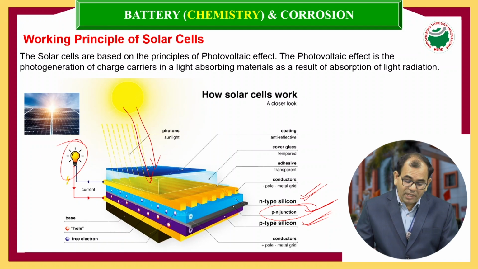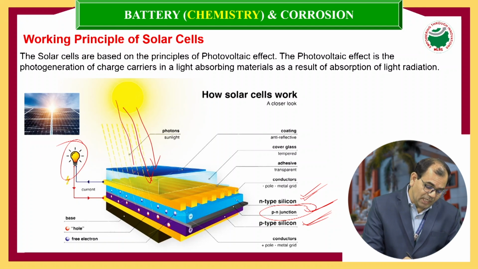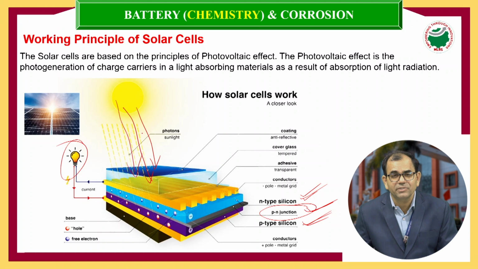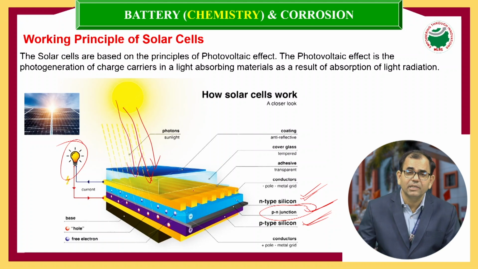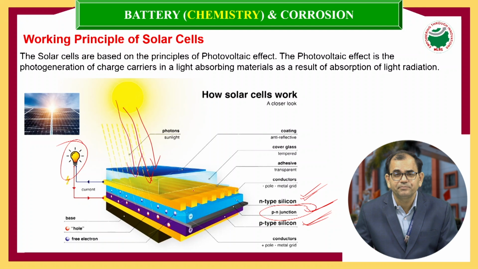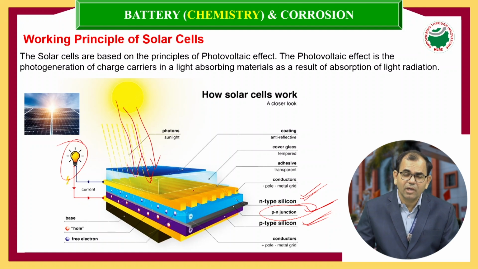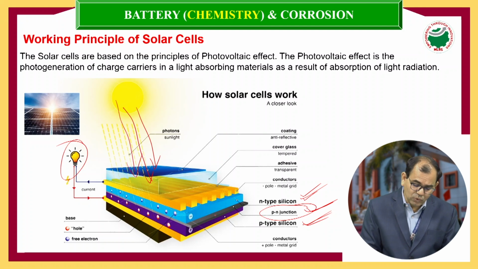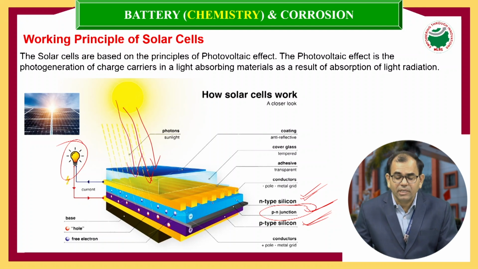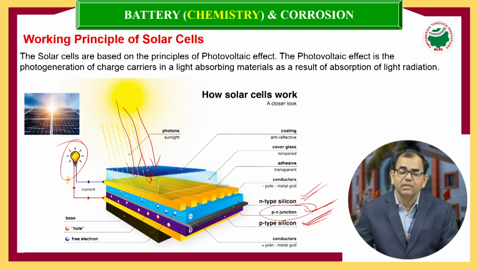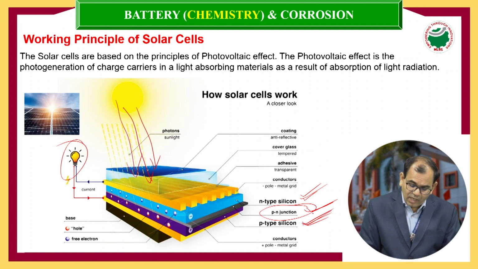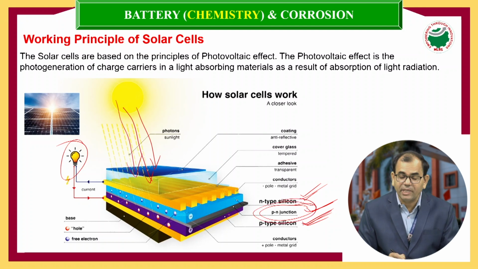Understood? Initially what is happening? Sunlight is falling on the n-type silicon substrate, and that will be completely absorbed by the n-type silicon substrate. Whatever the absorbed photon, that is light energy, is passed to the p-type silicon semiconductor, and it is helping to form a p-n junction.